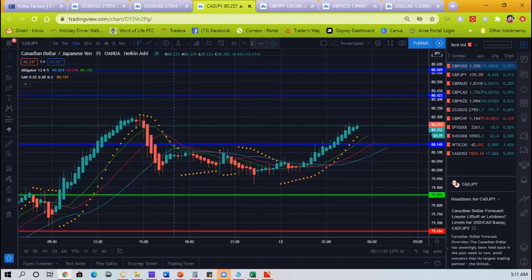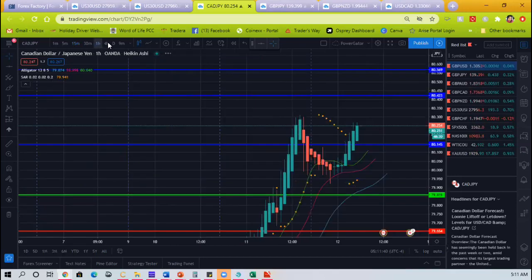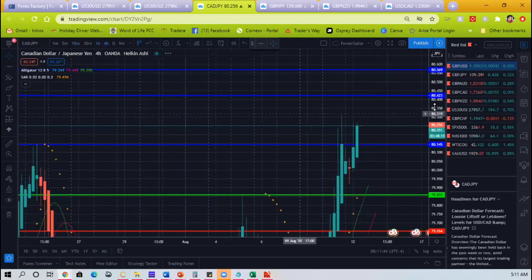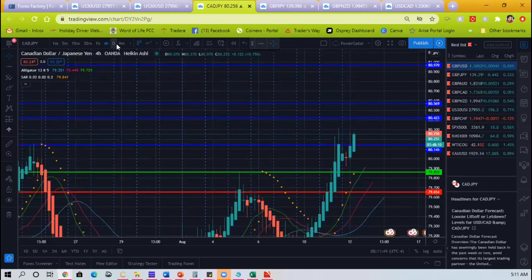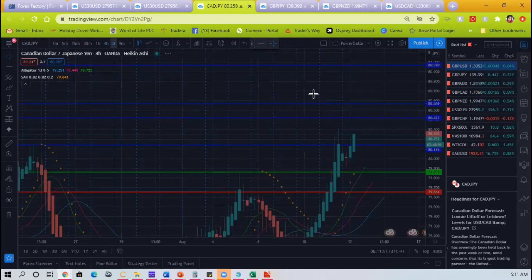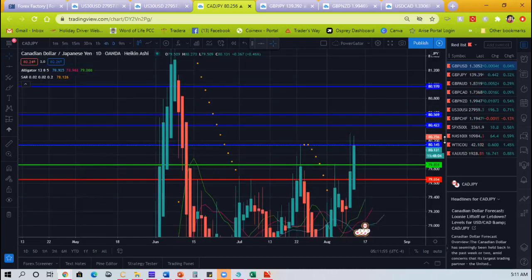Okay, all right. So we're looking at CADJPY, and the alligator mouth is wide open. The PSARs are far away from the candles. We see that the hour is in a buy. The 4 hour is also in a buy, as well as the daily also being in a buy.